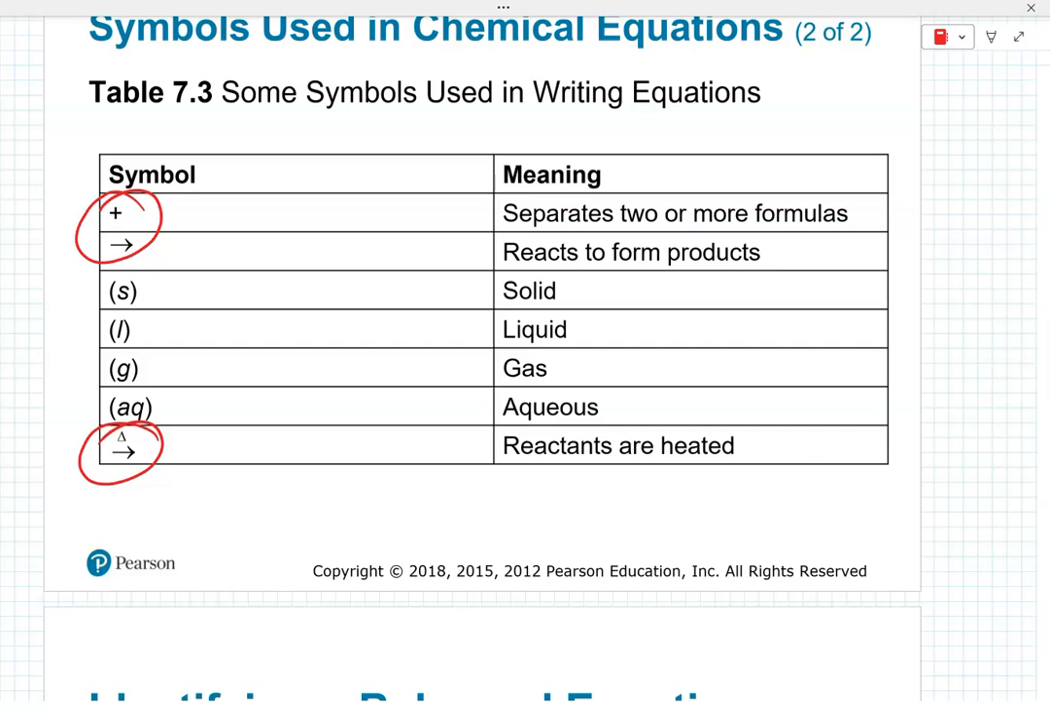The last thing I want to mention. These denote physical state. Aqueous means aqueous solution. Let me explain.